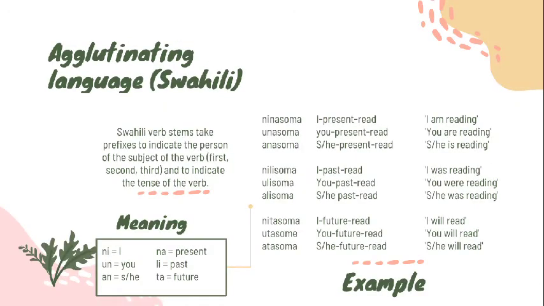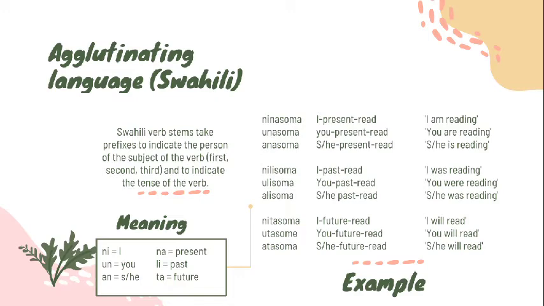Another example of agglutinating language is Swahili. Swahili verb stems take prefixes to indicate the person of the subject of the verb and to indicate the tense of the verb. To better understand what it means, let me give you some examples. In Swahili, ni means I, u means you, a means she. And na means present tense, li means past tense, and ta means future tense.